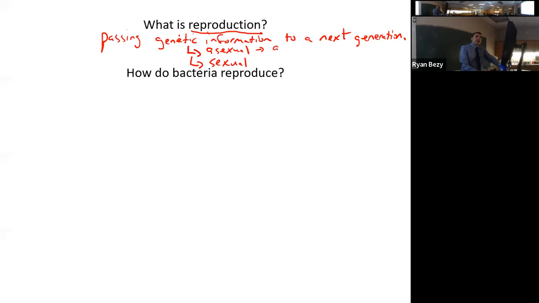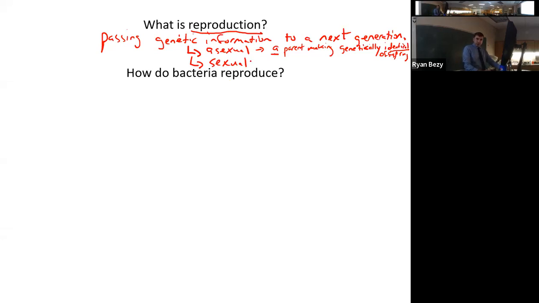Yeah, it's going to be a parent making genetically identical offspring. There's two things that are part of this: a parent making genetically identical offspring. That's really what we're looking at with asexual reproduction.